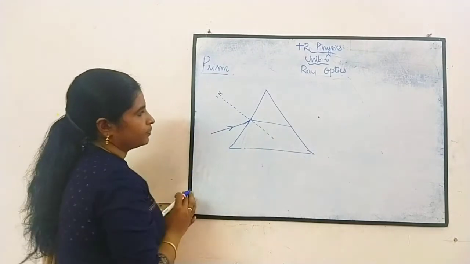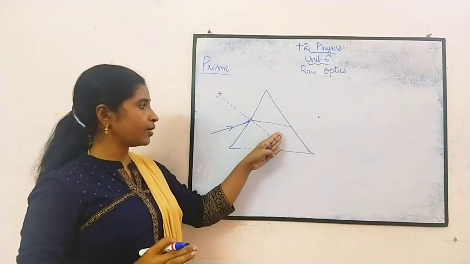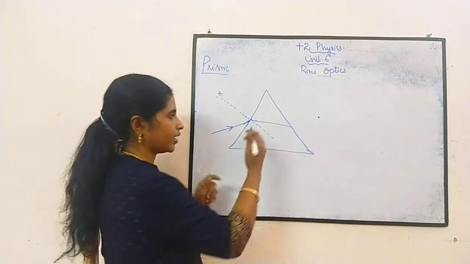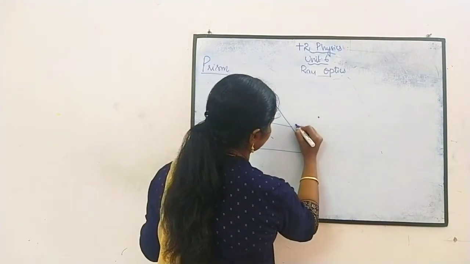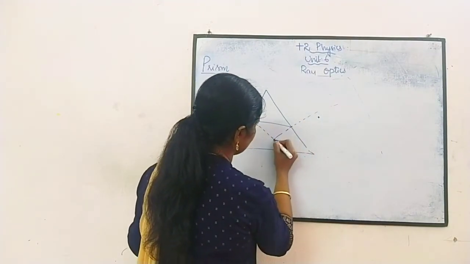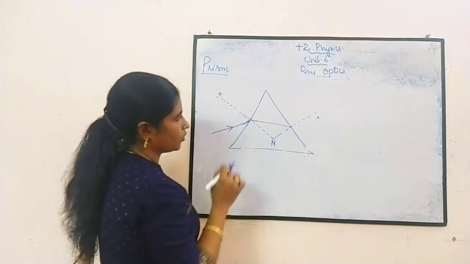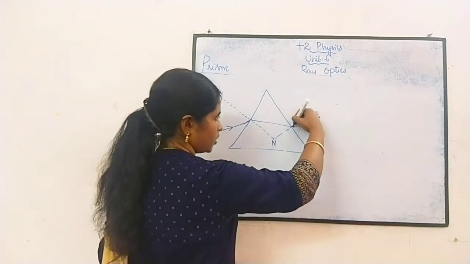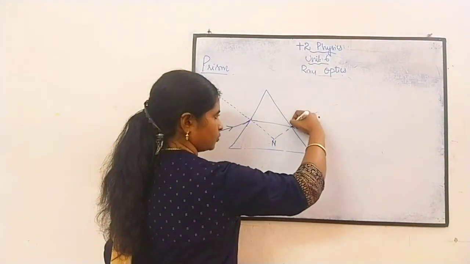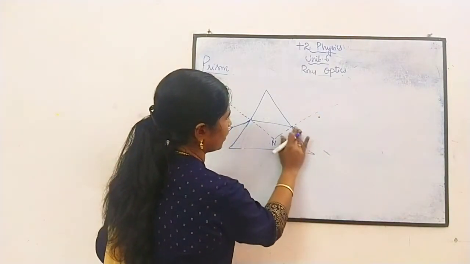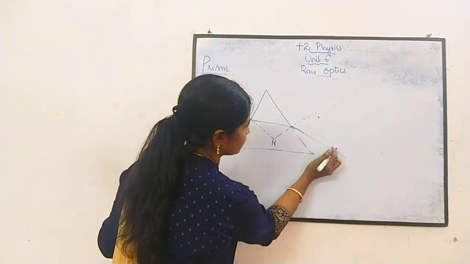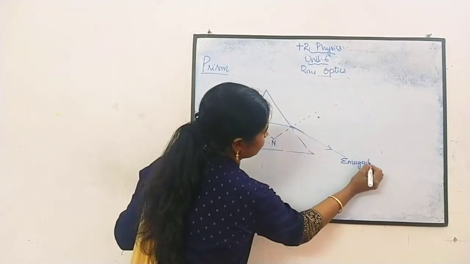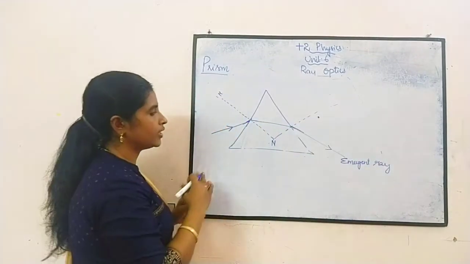Now, again what is happening? It is leaving from denser to rarer medium, again air. Let us draw the normal at this point. When it travels from denser to rarer, it will move away from the normal, right? So this is the normal, and it will move away from the normal like this. Finally, this is the coming out ray. We call this ray the emergent ray.